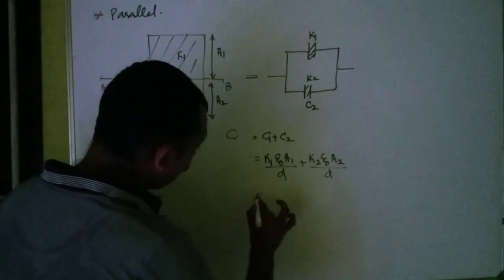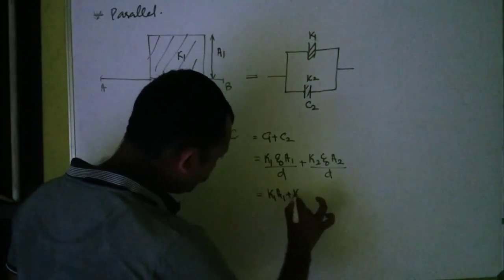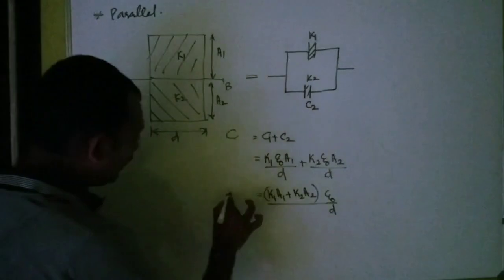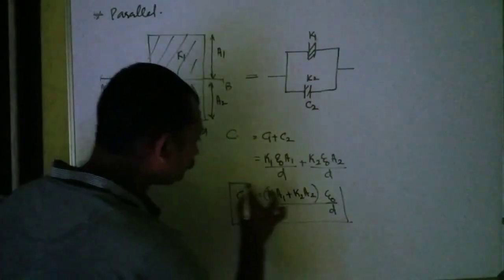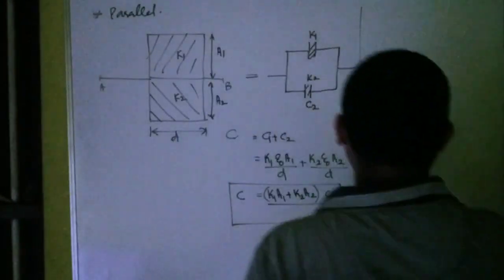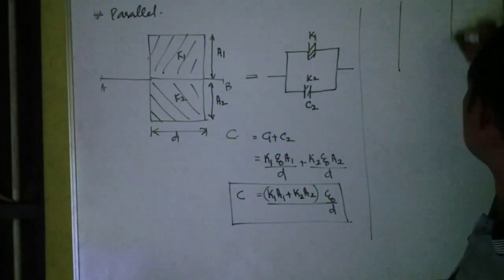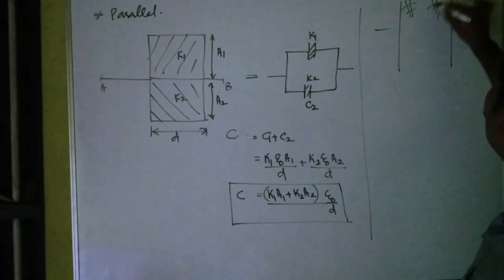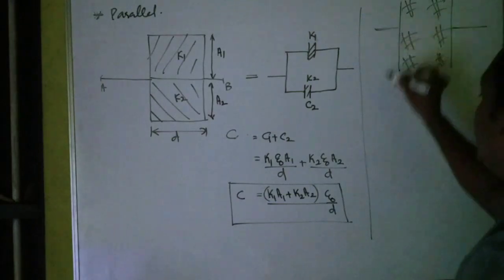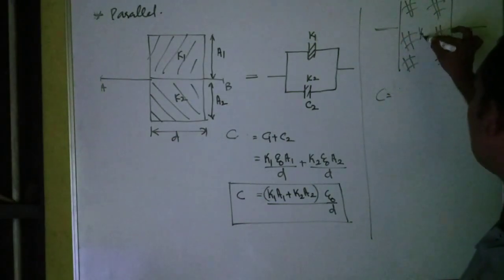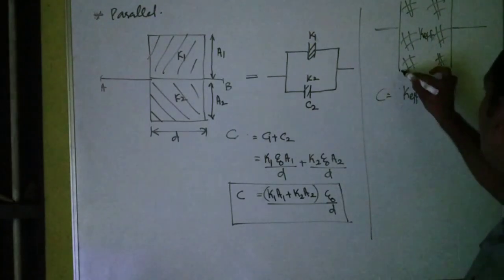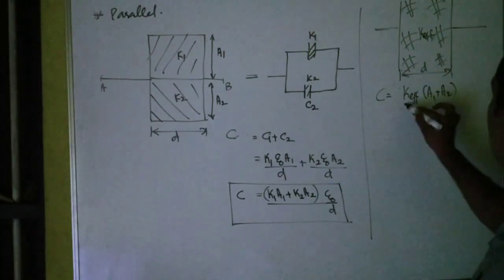Now I can say this is equal to K1 A1 plus K2 A2, into epsilon 0 divided by D. This is the effective capacitance in this arrangement. Just like the way we did earlier, we need to find out the effective dielectric constant. In that situation, I can use the idea: I am replacing these two with a single dielectric. The area of the plates here is A1 plus A2. In that situation, C is equal to K effective into A1 plus A2 divided by D. What is the separation between the plates? It is still D.